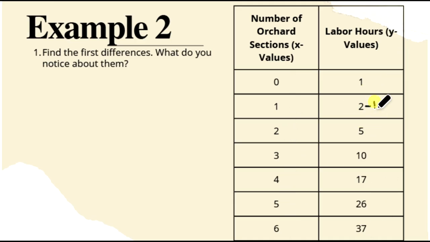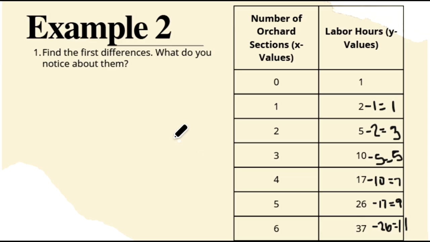So we're going to go 2 minus 1 is equal to 1. 5 minus 2 is equal to 3. So already we know it's not linear because these two answers are not the same. 10 minus 5 will give us 5. 17 minus 10 will give us 7. 26 minus 17 will give us 9. And 37 minus 26 will give us 11.